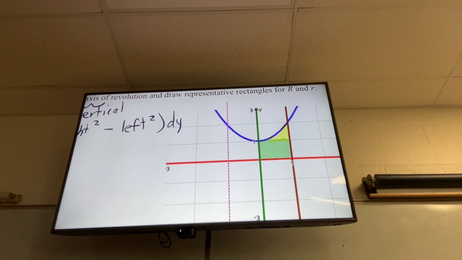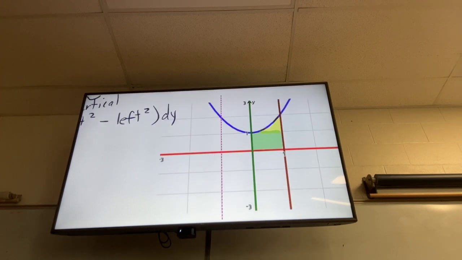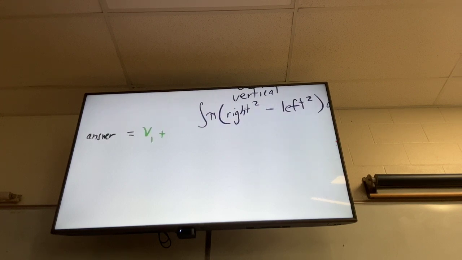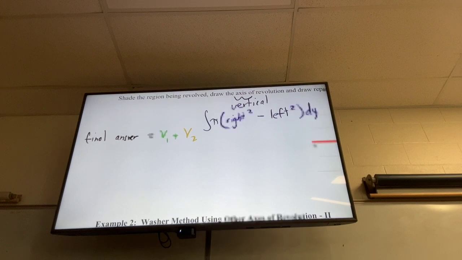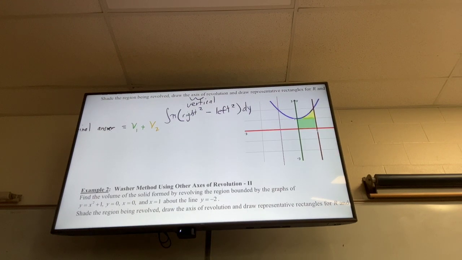So we've got to split it into two, okay? I'm going to color code these. Let's do the green volume. So our final answer is going to be the green volume, V1, plus the yellow volume, V2. Yeah, write that in mustard color. Okay, so let's do the green volume.